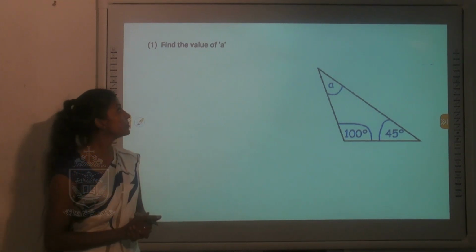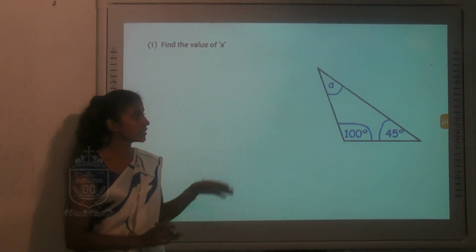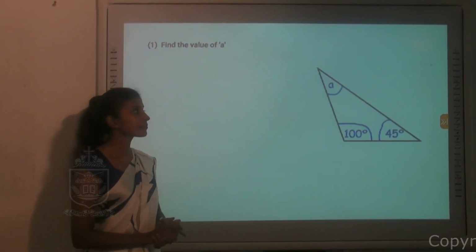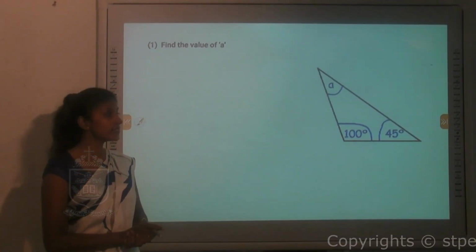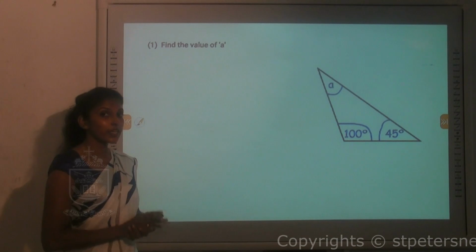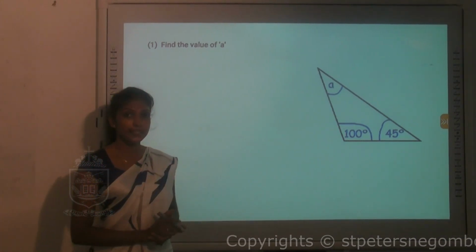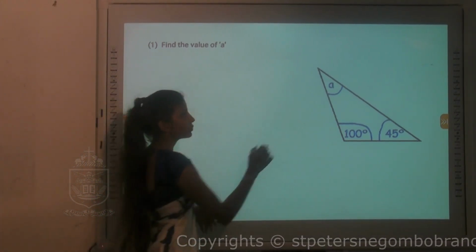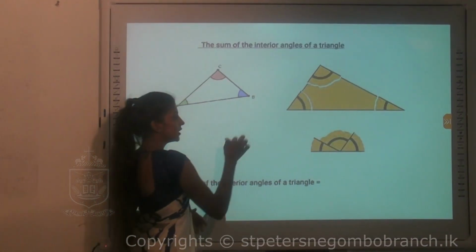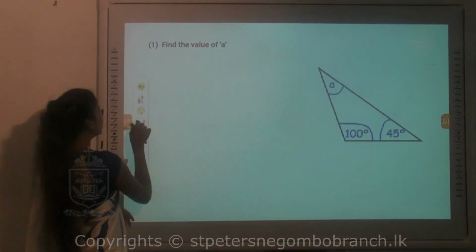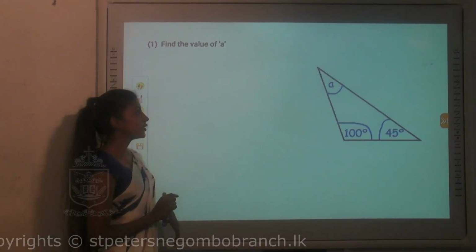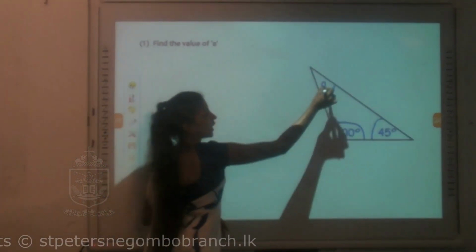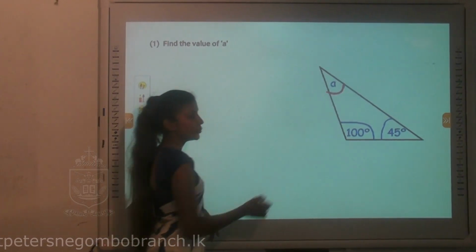Right, the first question I have selected, you all can see a figure is given. In this figure there are three interior angles. Two angles are known while the other angle is not known. That is represented using a simple letter of the English alphabet. So what we are going to find is angle A, which is the unknown angle.